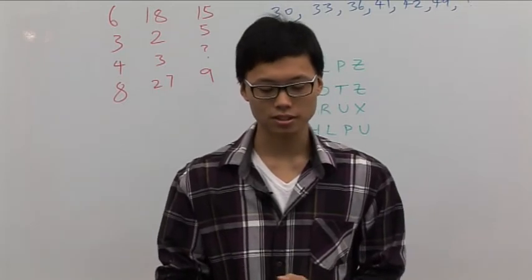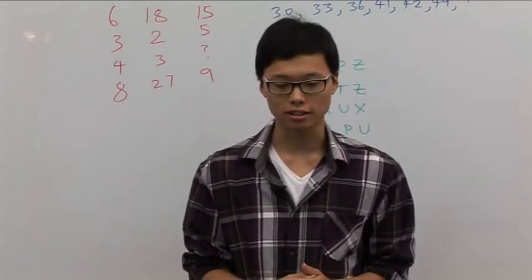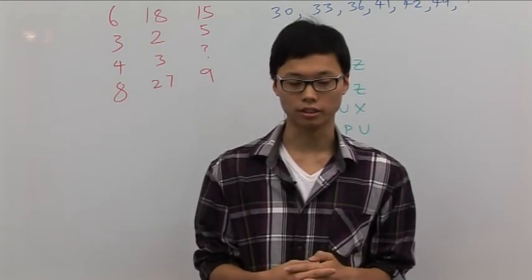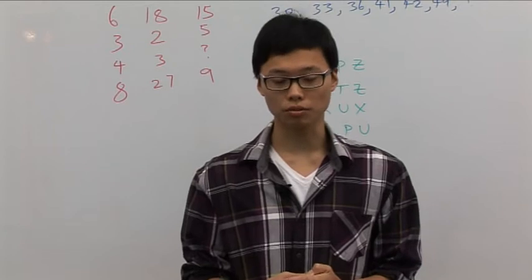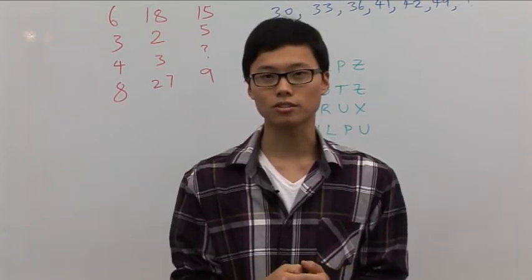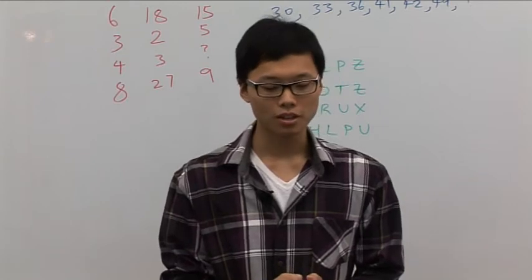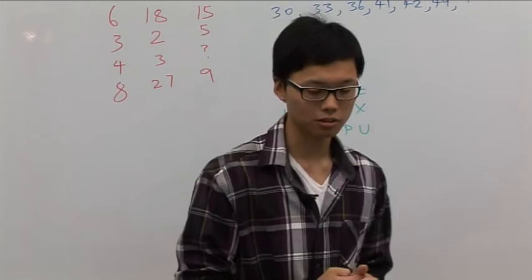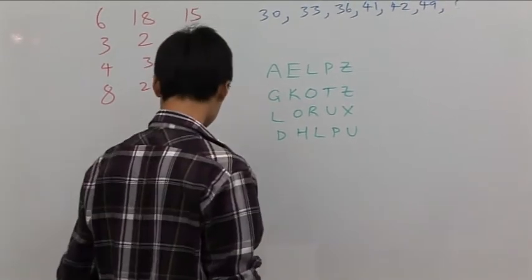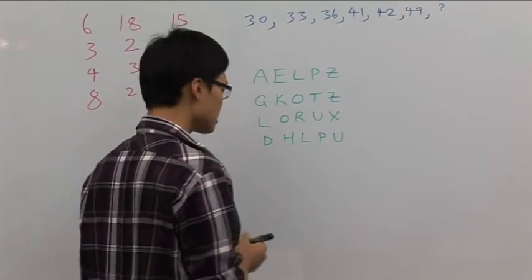The number of letters skipped between adjacent letters in this particular group of letters is a multiple of 3. So all we need to do is find a sequence of letters which carries this rule. If we look at the first multiple choice, we have A, E, L, P, Z. So let's take a look.